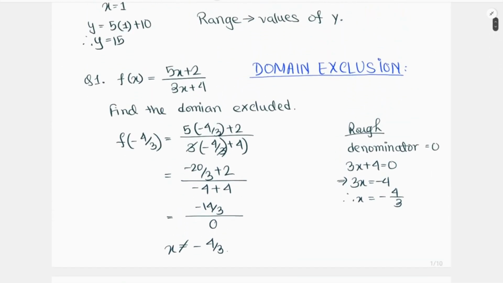First is domain exclusion, where you have to take the denominator as 0 and find the value of x. And when you input that value of x into the equation, you get your math error, indicating that x could be anything except for this value. So this is a domain exclusion maths.